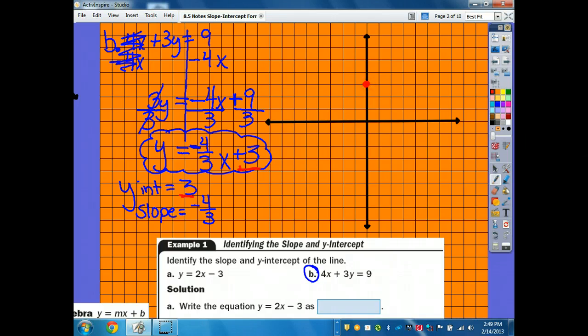Now, our slope from that spot, if I leave the negative on the top with the 4 right away, let's do that. Now, do I run left or right 3? Right. I go right 3 because it's a positive 3. 1, 2, 3. Then what? Down. Down 4 because it's a negative 4. 1, 2, 3, 4. Right 3. 1, 2, 3. Down 4.